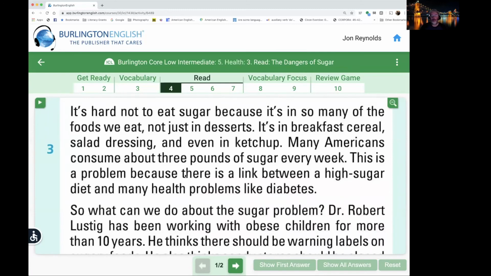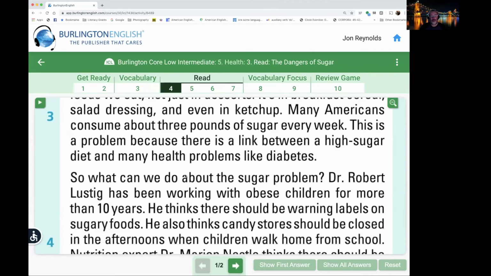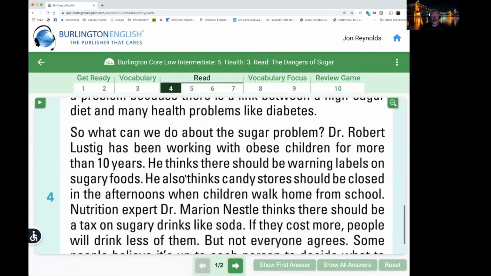It's hard not to eat sugar because it's in so many of the foods we eat, not just in desserts. It's in breakfast cereal, salad dressing, and even in ketchup. Many Americans consume about 3 pounds of sugar every week. This is a problem because there is a link between a high sugar diet and many health problems like diabetes.